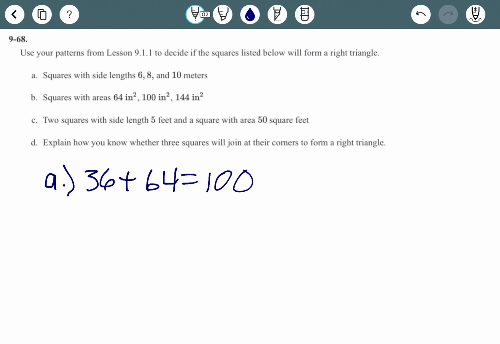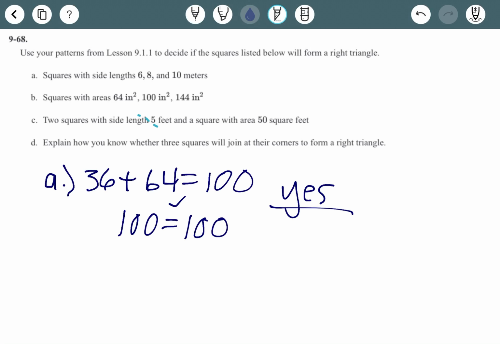So 36 plus 64, when we add those, it does equal 100. And 100 on both sides, 100 is equal to 100. So yes, this does make a right triangle.